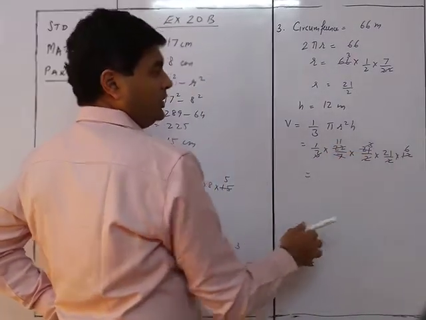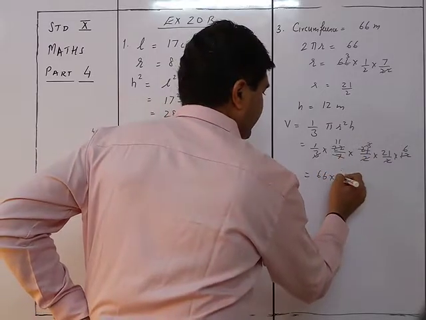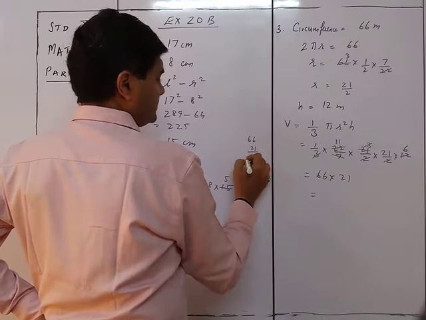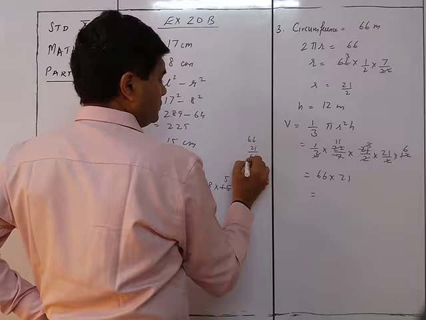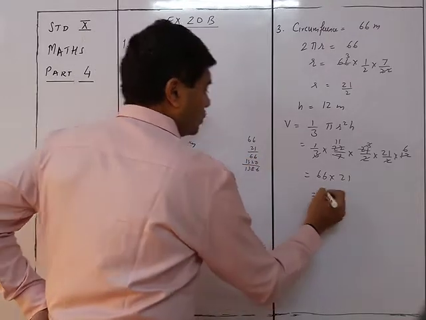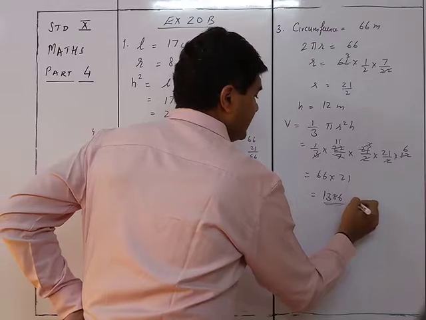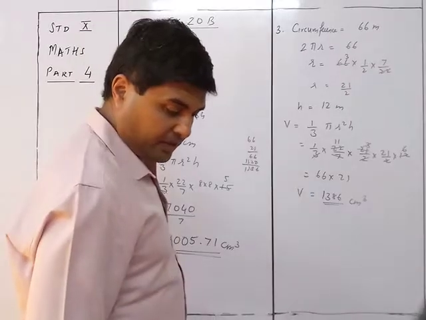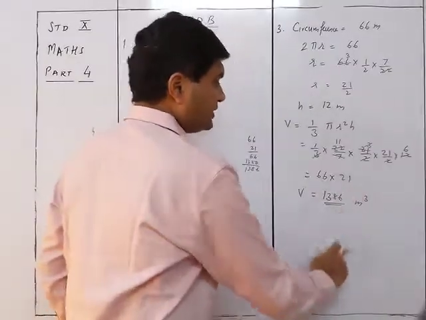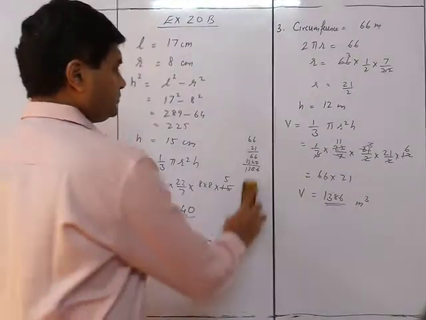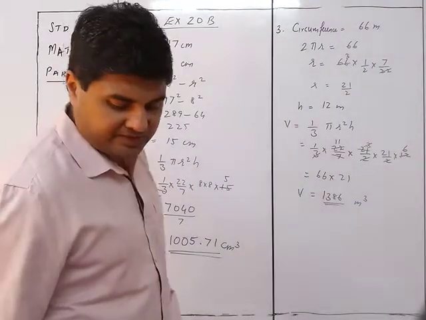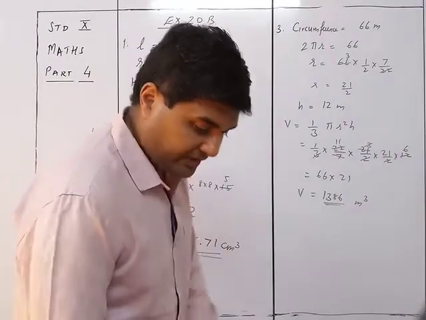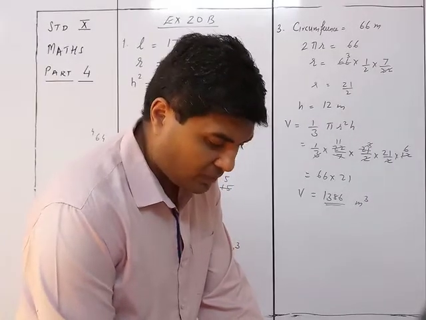So that is going to give you 66 into 21. So 66 into 21 is 1386. So 1386 meter cube will be the volume of the air present inside that particular tent. It is in meters, not centimeters. Okay, we check it out. The answer B is 1386.